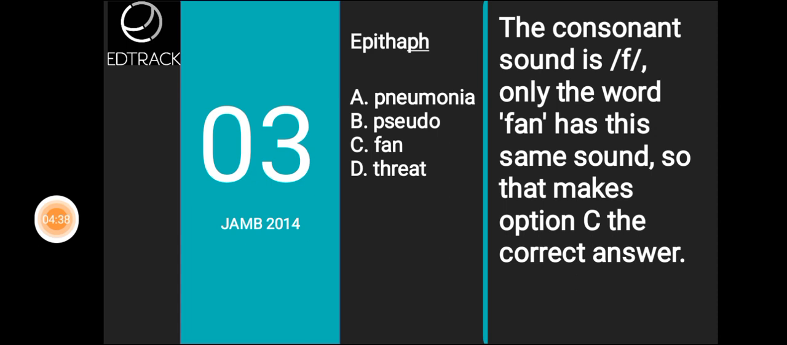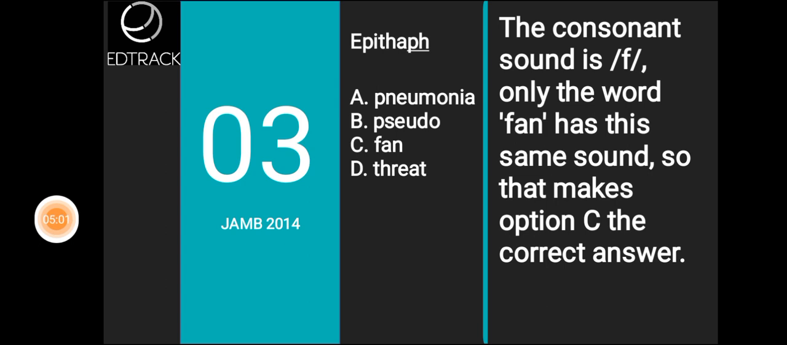Here is the third question for us. Epitaph. This is a sound you are familiar with. So, epitaph, we have to look for the sound that these two underlined letters represent.